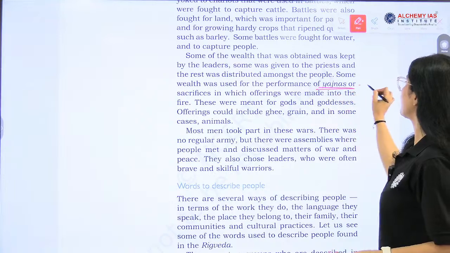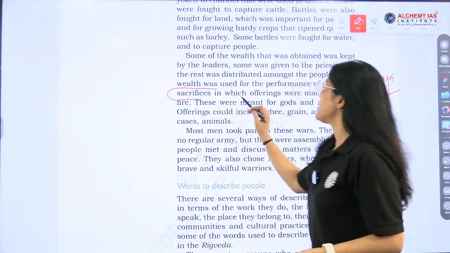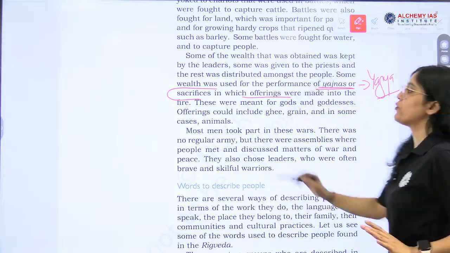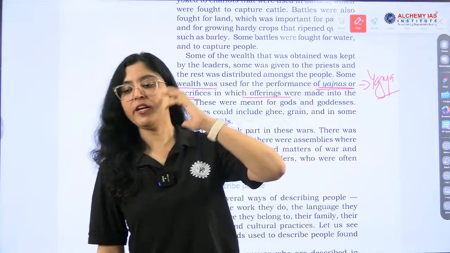Now, the other activity, some wealth was used for the performance of yajnas, right? Yajna or yagya, or sacrifices in which offerings were made into the fire. Yagya, yajna, sacrifices were made into fire.